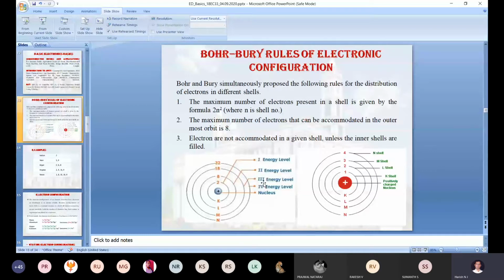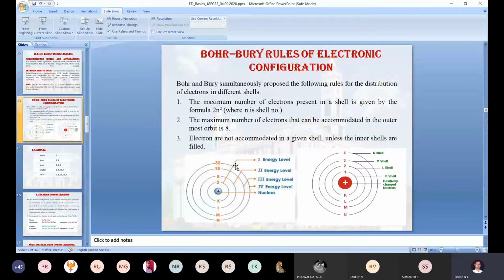And finally, coming to the last orbit, n equal to 4. There are 4 subshells, S, P, D, F. S is equal to 2, P is equal to 6, D is equal to 10, F is equal to 14. Now just count these four numbers. 14 plus 10 is 24. 24 plus 6 is 30. 30 plus 2 is 32. The maximum number of electrons accommodated in the fourth orbit is 32.